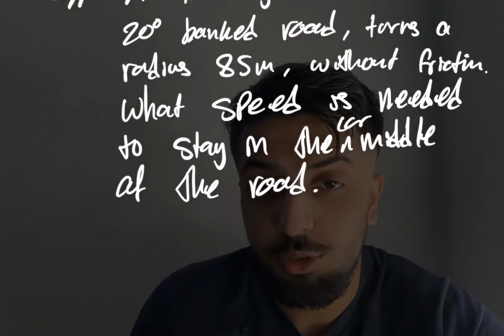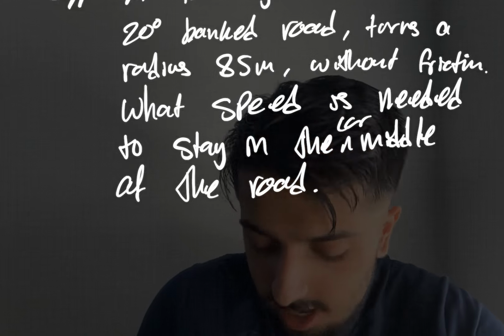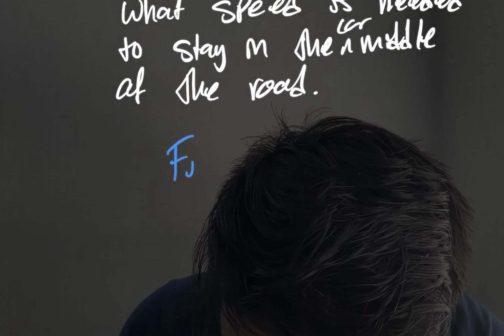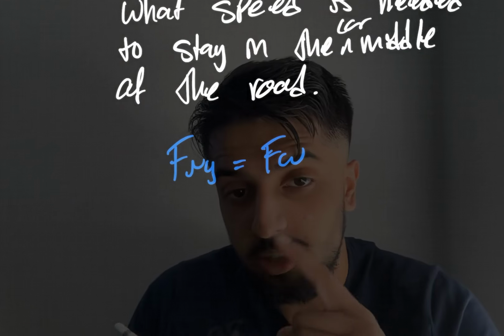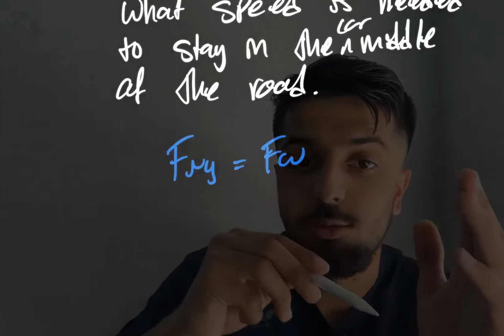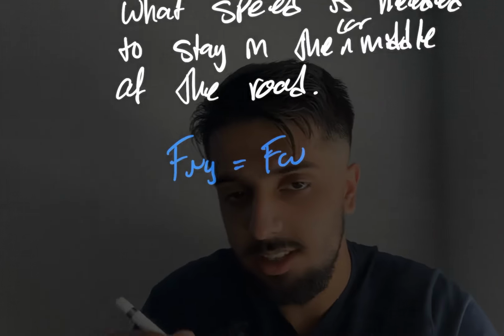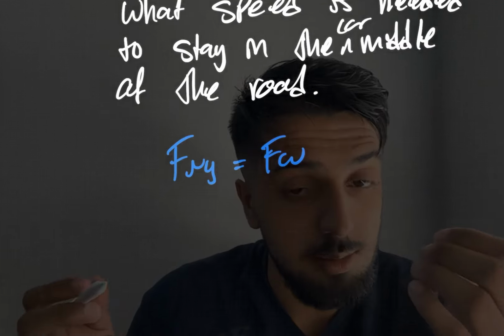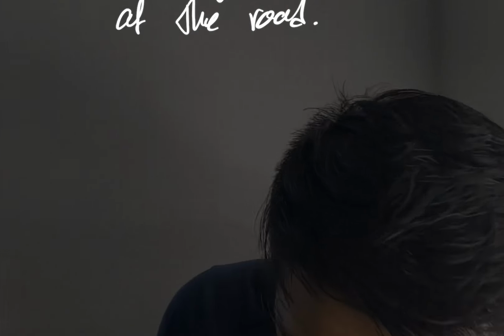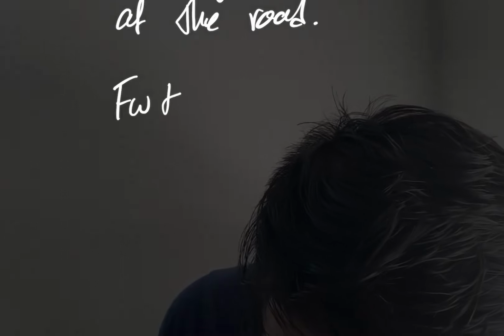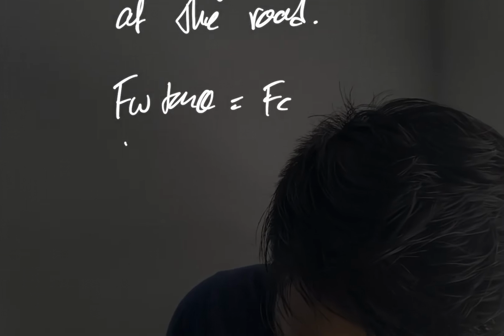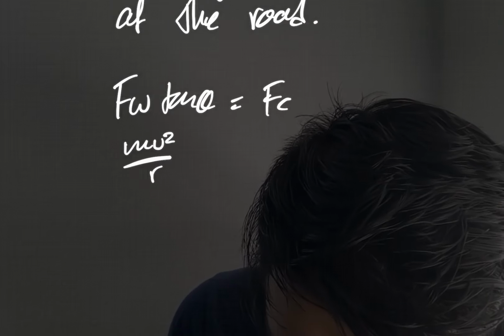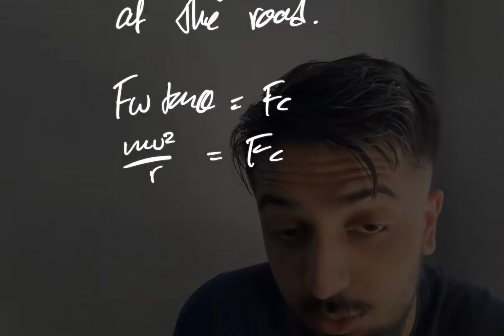Now, in order for the car to stay in the middle of the road, the normal force in the y direction must be equal to the weight force. If the normal force in the y direction is greater, then the car will move up the bank, and if it's less, it will move down the bank. So it needs to be the same in order for it to stay in the middle. So we know our weight force times tan theta is equal to our centripetal force, and we also know that mv squared over r is also equal to our centripetal force.